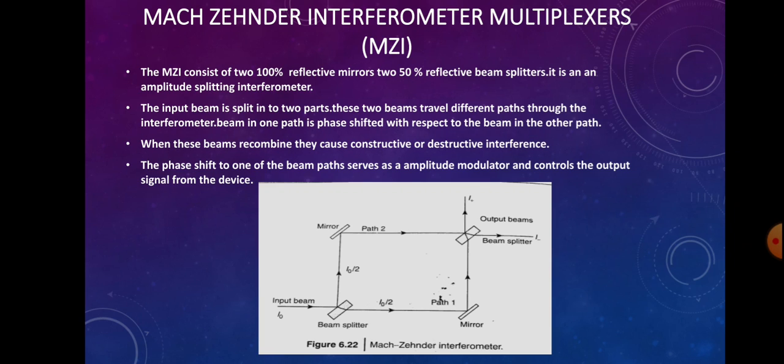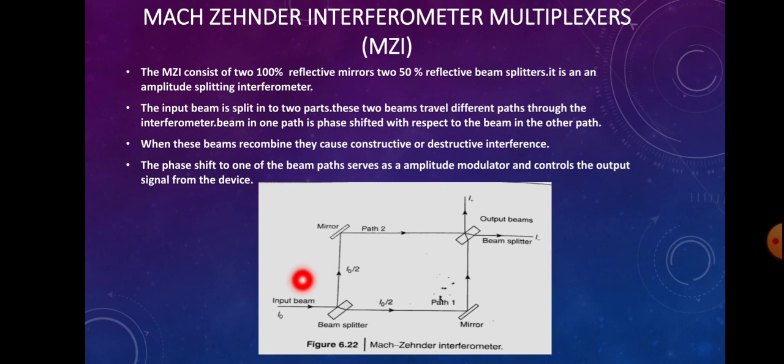The MZI consists of two 100% reflective mirrors. It also consists of two 50% reflective beam splitters, and it also contains a beam combiner. Let us see the diagram.